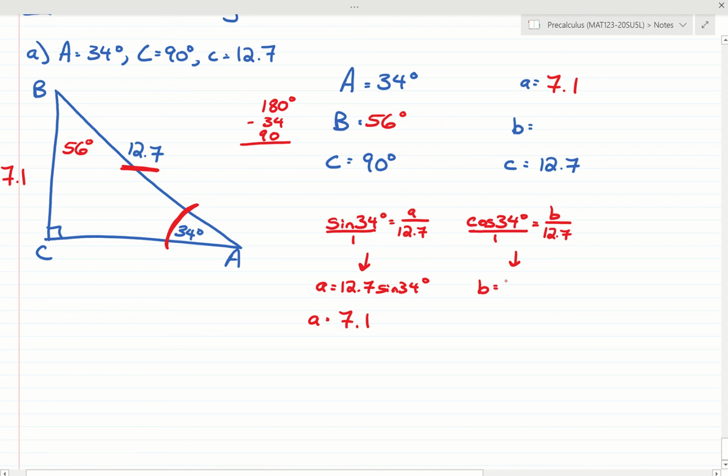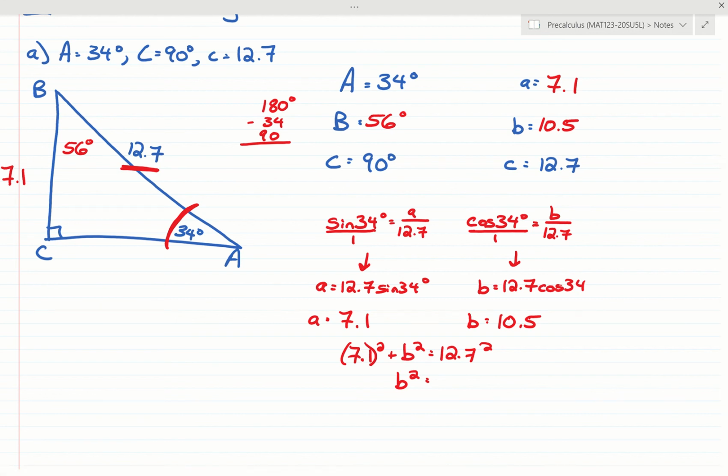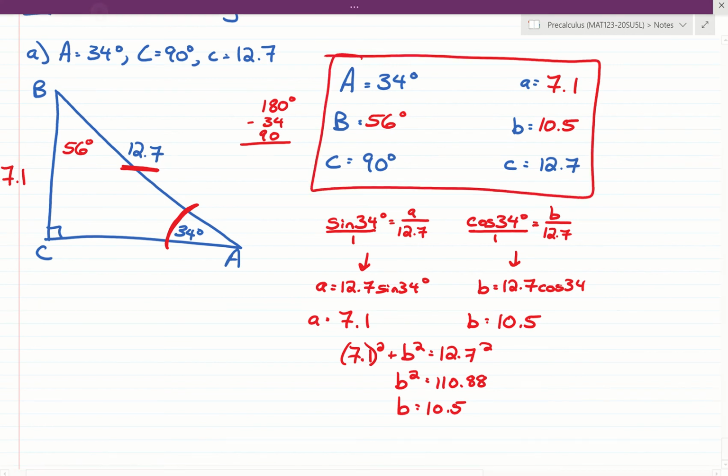Cross multiplying would give us B is equal to 12.7 times the cosine of 34. And if we type that in, 12.7 times the cosine of 34, that gives us 10.5. We could have also gotten that using Pythagorean Theorem. So if we know 7.1 is A, and we want to find out what B is, it's going to equal 12.7 squared minus 7.1 squared. So if you do some basic algebra here, we get B squared is equal to 110.88, and B would equal the square root of that, which is 10.5. You get the same exact answer. So we have a lot of freedom on how we could do this. Our answer would be these 6 components of our triangle.